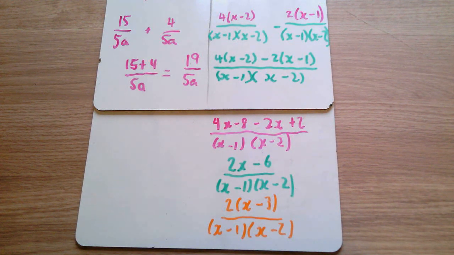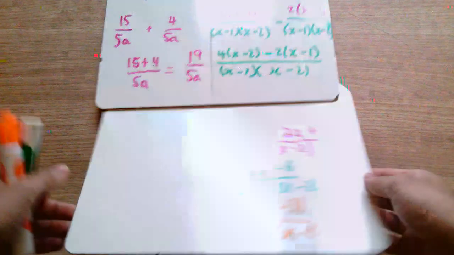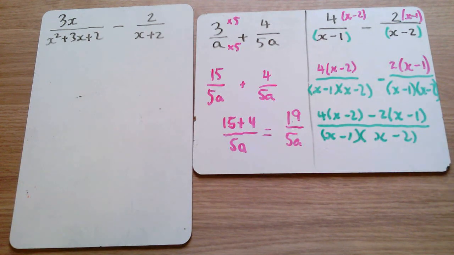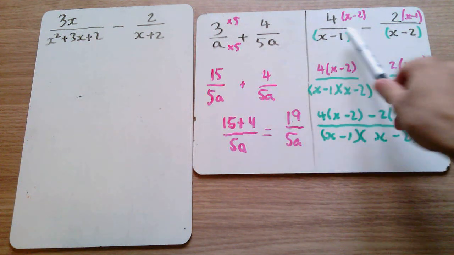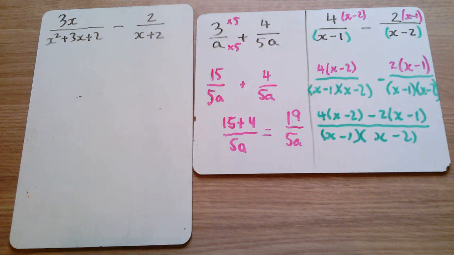Now I'm going to build this onto one final example, which is going to incorporate a quadratic, which we will see over here. So here we have 3x over x squared plus 3x plus 2 minus 2 over x plus 2. Now this is kind of a combination of these two scenarios, but whenever you have a quadratic, it's always best to try and factorize it if possible.